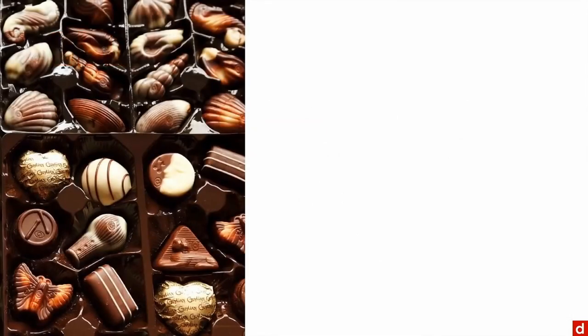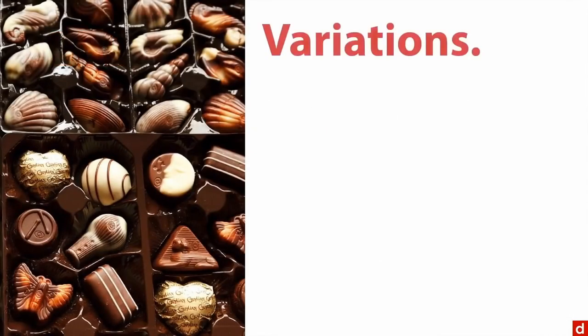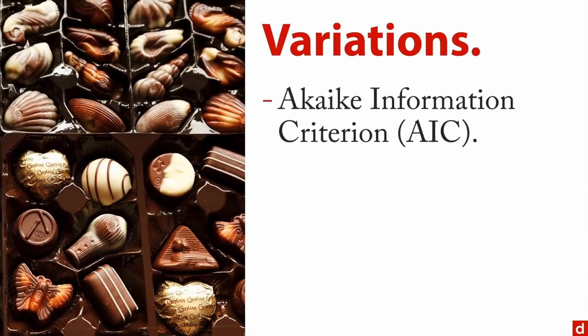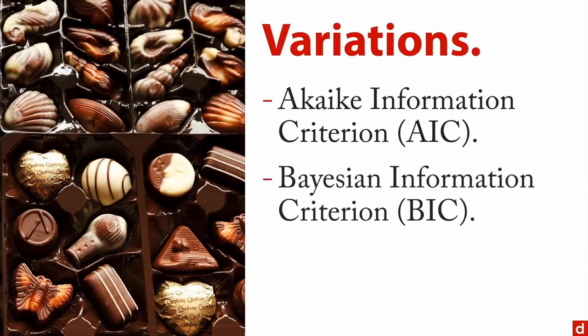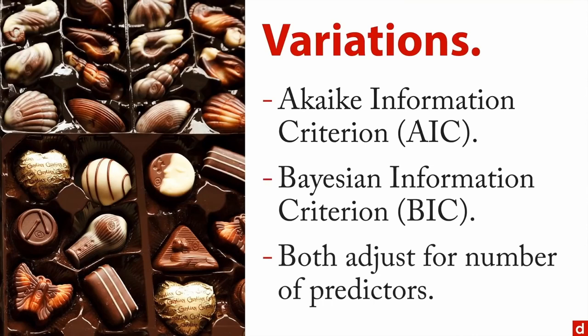Now, as I mentioned, there are some variations of this. I like to think of variations of chocolate. The minus 2 log likelihood, there's the Akaike information criterion, the AIC, and the Bayesian information criterion, BIC. And what both of these do is they adjust for the number of predictors. Because obviously, if you have a huge number of predictors, you're going to get a really good fit, but you're probably going to have what's called overfitting, where your model is tailored too specifically to the data you currently have and doesn't generalize well. These both attempt to reduce the effect of overfitting.